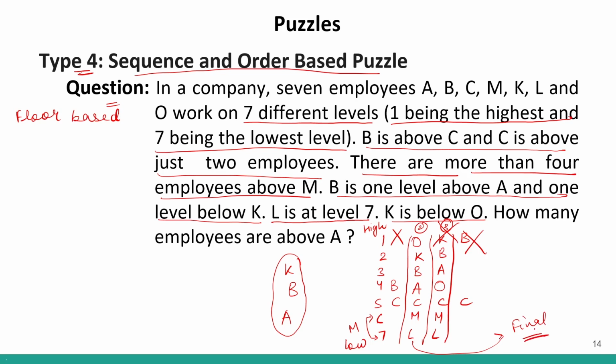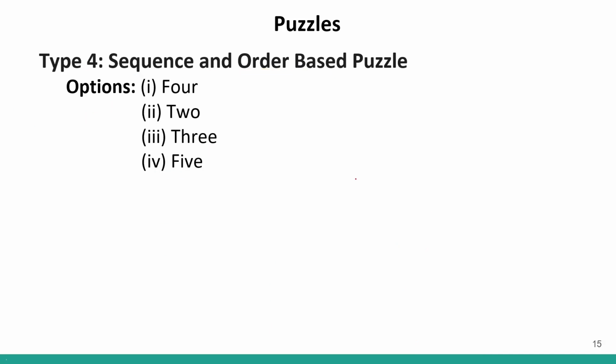Whenever you solve questions like these, always take all the possibilities. The question asked to us is how many employees are above A. So above A we have 1, 2, 3. Above A we have 3 employees. So if I look at the options, my answer will be option number 3, 3, because above A we have 3 employees. Correct?